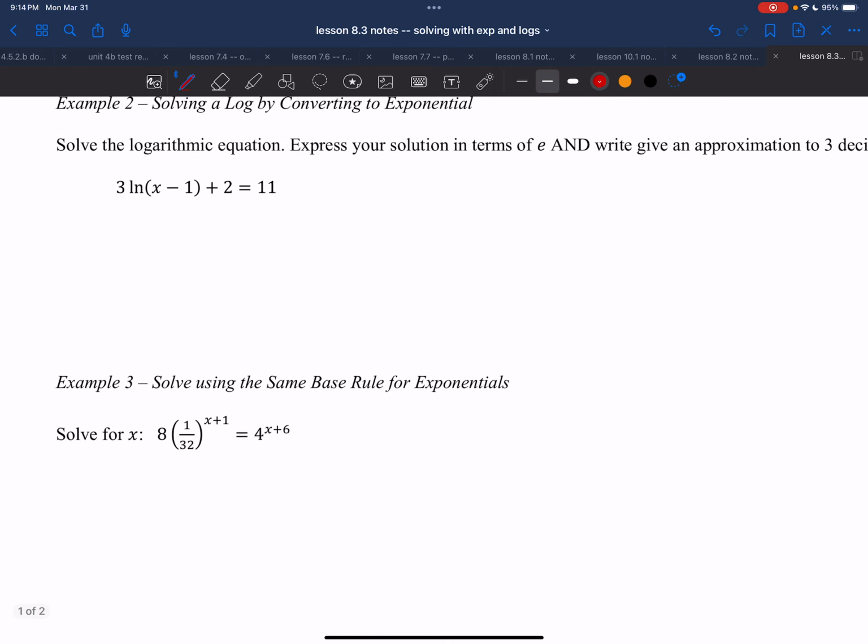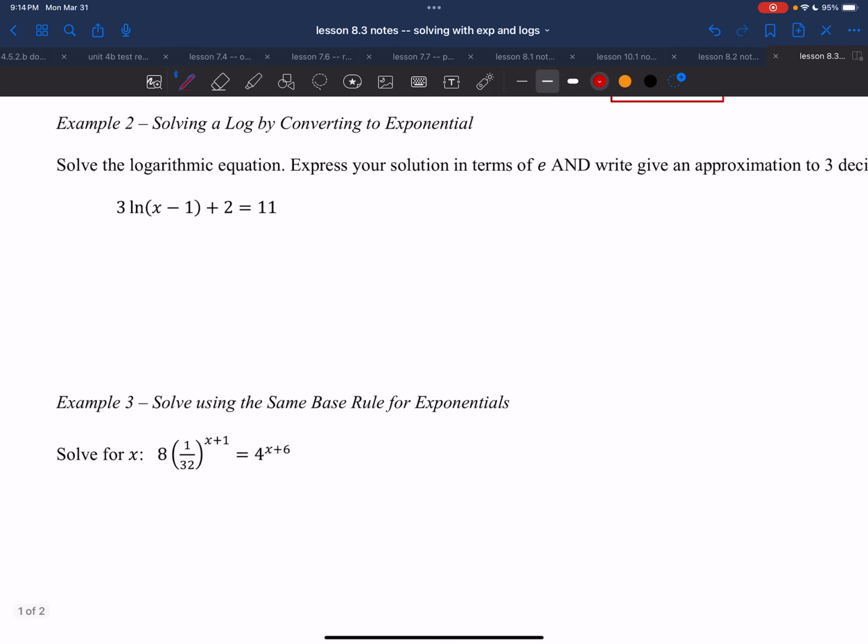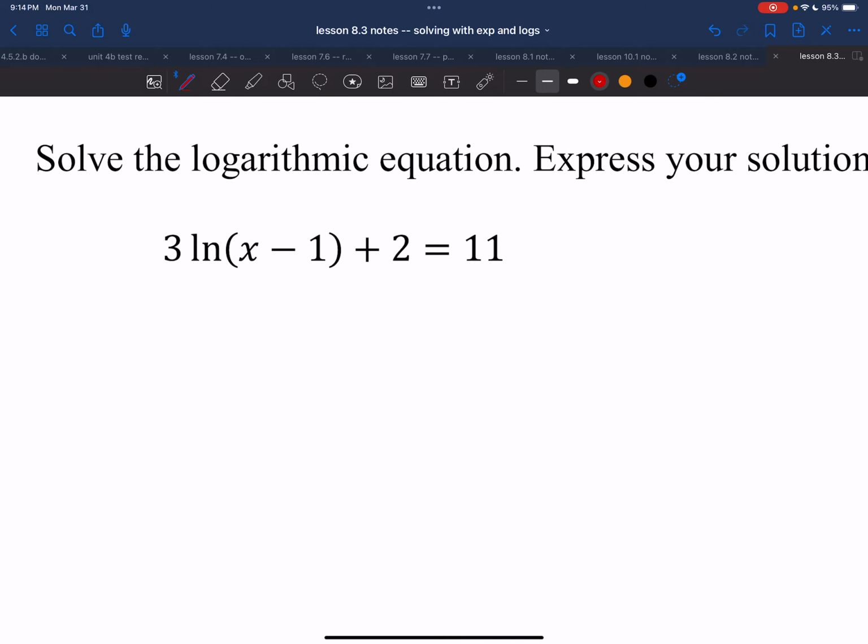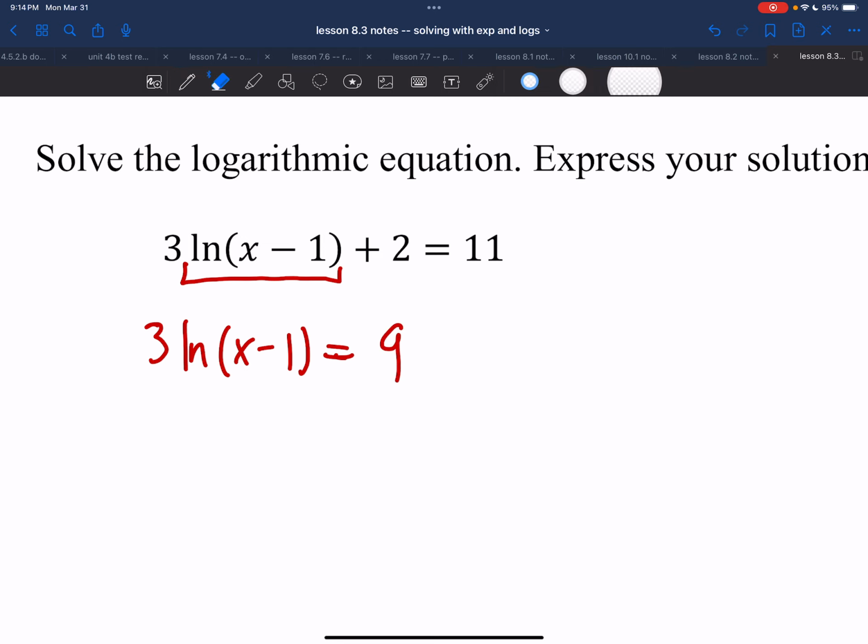Example 2, similar thing. But now we're given a logarithm, so we're going to convert to exponential form. So similar few steps, we're going to start by isolating the logarithm. This will be achieved by subtracting the 2 from the 11 first to get 9 here.